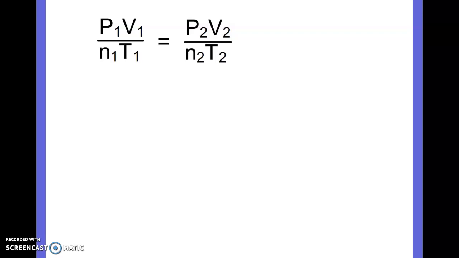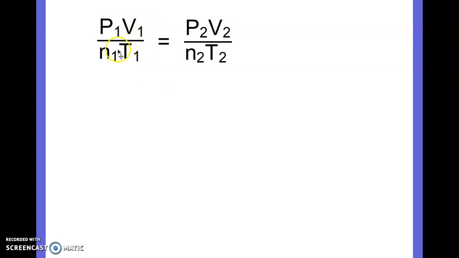Okay, so we've been learning about these gas laws and these gas relationships, and this is where we've kind of ended up. You should be able to understand this. You have some first measurement, first set of pressure, volume, amount, number of moles, and that's at some temperature. If any of these variables change, or if all of these variables change, this is the equation you can use. This is the mathematical relationship.